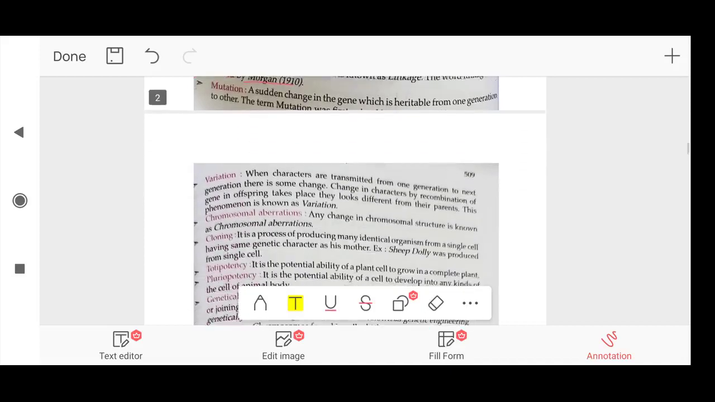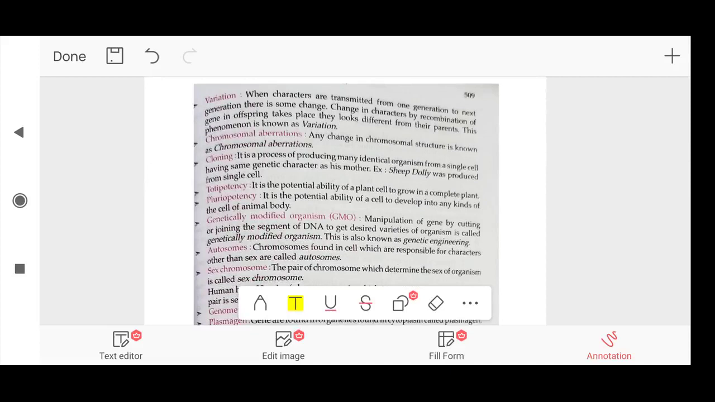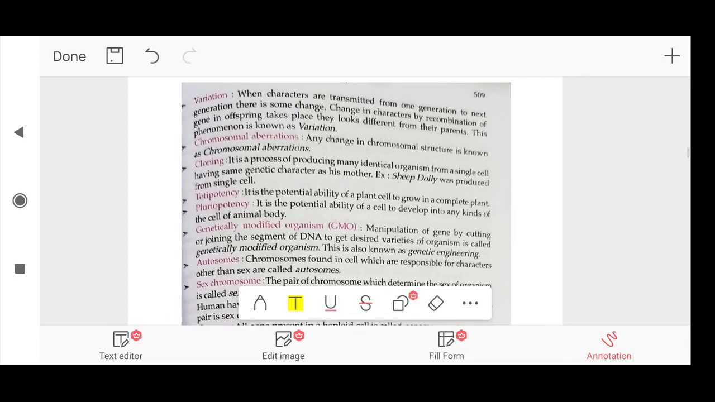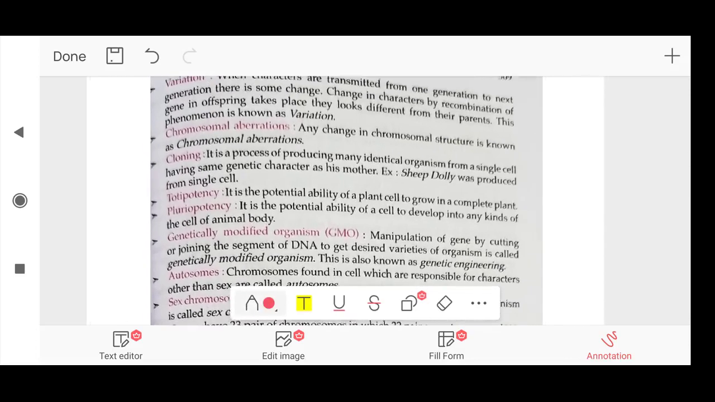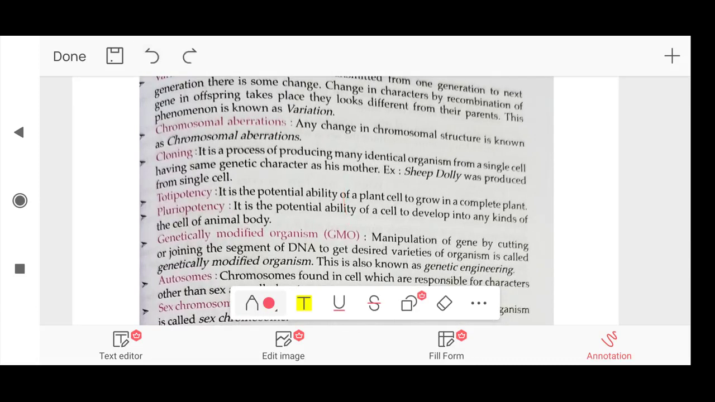Next, variation. When characters are transmitted from one generation to the next generation, there is some change. Change in characters by recombination of genes in offspring takes place. They look different from the parents. This phenomenon is known as variation. Next, chromosomal aberration. Any change in chromosomal structure is known as chromosomal aberration.